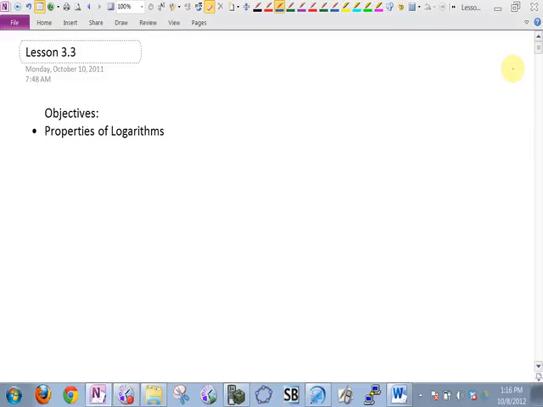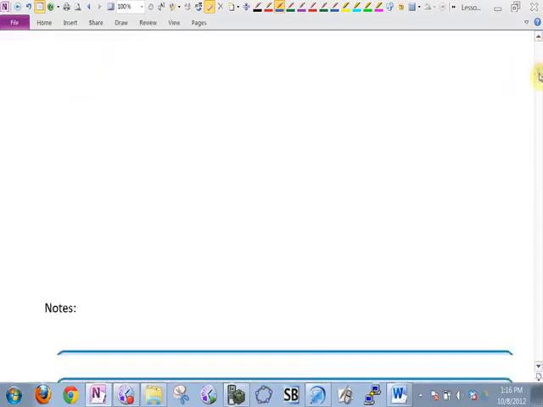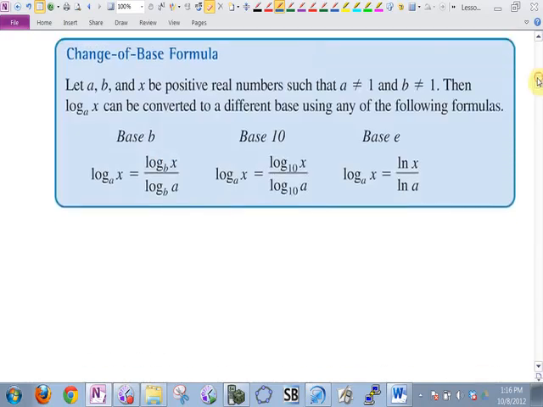Section 3.3, log rules, or log laws. Here's the first one. This is called the change of base formula. It's not nearly as important anymore because a lot of our graphing calculators have a log button on them that let you use whatever base you want. But you better believe in the next forthcoming quizzes, you're not going to have that graphing calculator available.